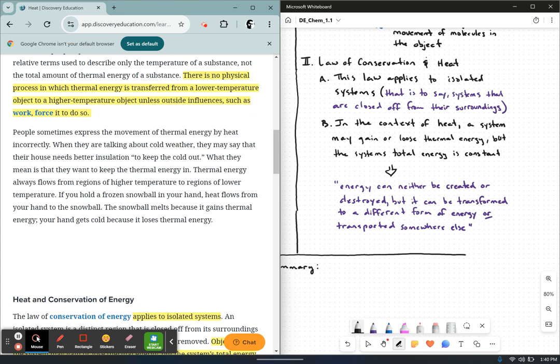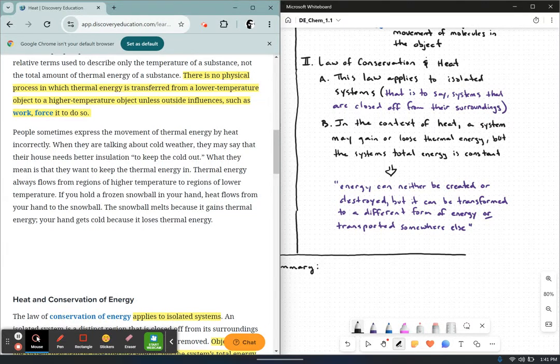Okay. All right. So the law of conservation, as it relates to heat, this law applies to isolated systems. If you have a thermos and it's a well-insulated thermal cup with a tight lid on it, nothing can be exchanged with the outside environment. We might call that an isolated system. It is closed off from the surroundings. So this law of conservation applies to isolated systems. Okay. In the context of heat, a system may gain or lose thermal energy, but the system's total energy is constant. If inside your thermos or in your isolated system, you have object A is hot and object B is cold, the total energy is the hot object plus the cold object, right? That's going to give you your total.